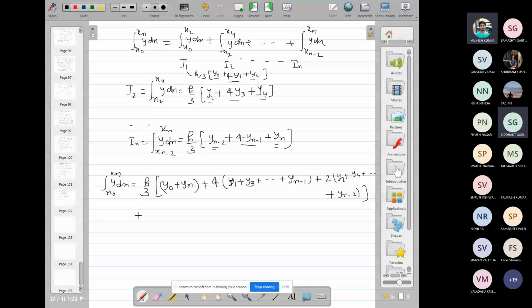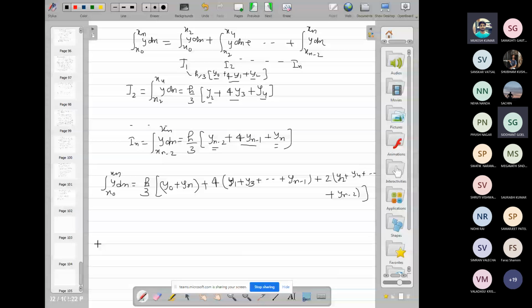And to apply this formula, n must be a multiple of 2. If we consider n is 3, x0 to x3, then it is not applicable. We must subdivide the interval AB into a number of subintervals such that n is a multiple of 2. Then this formula is applicable.